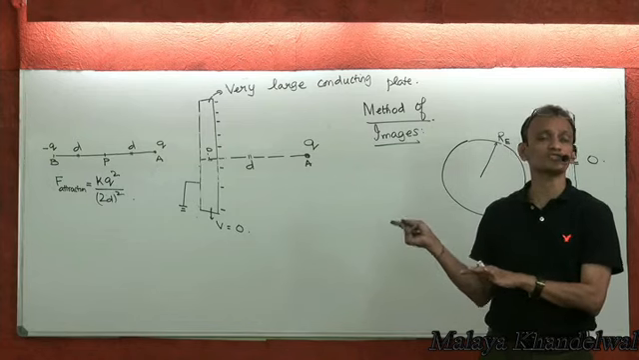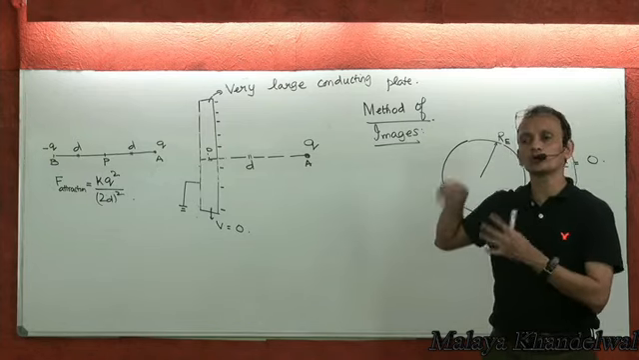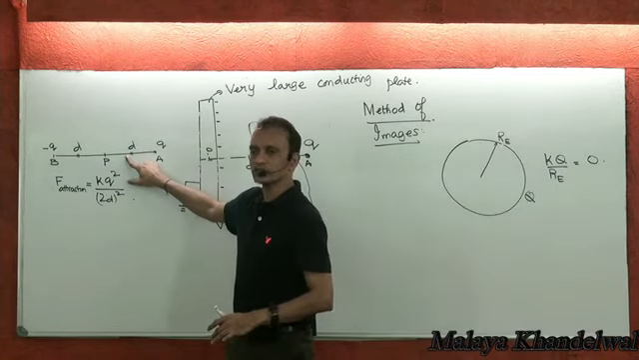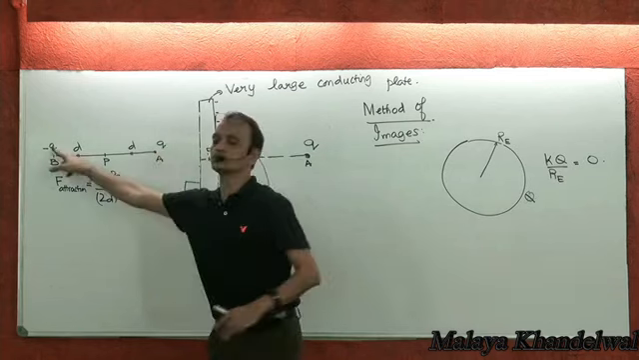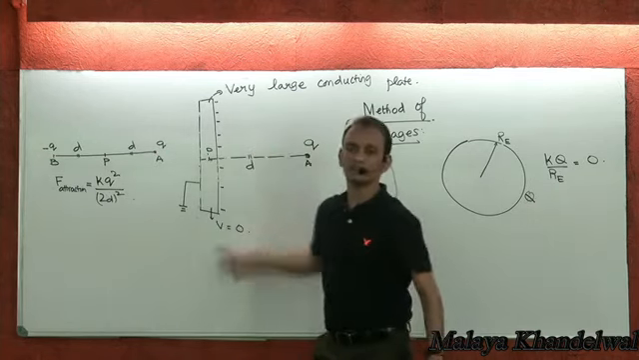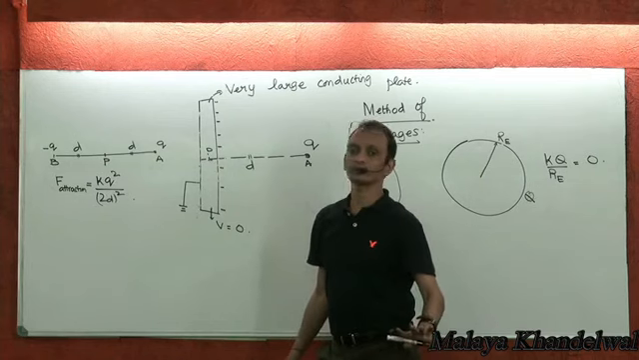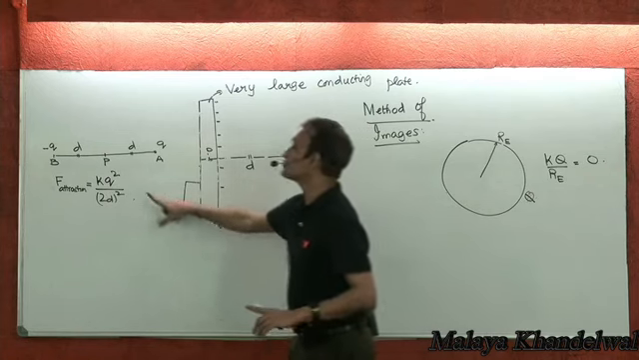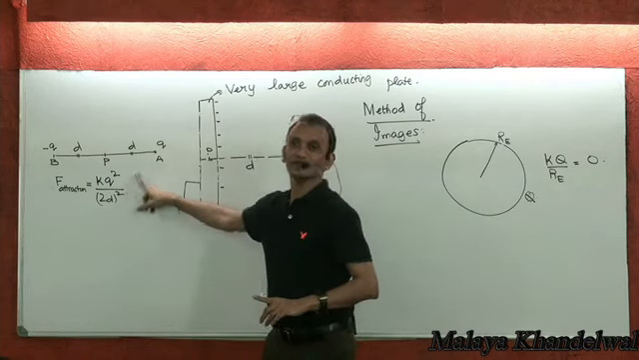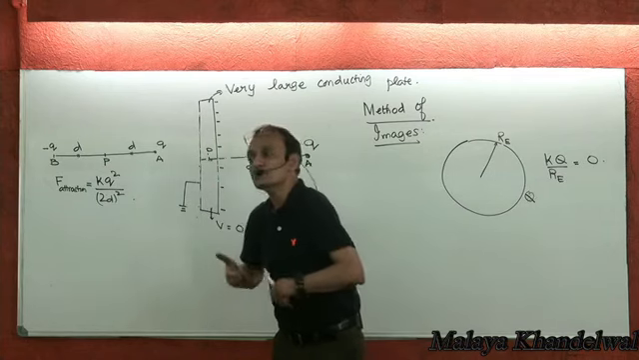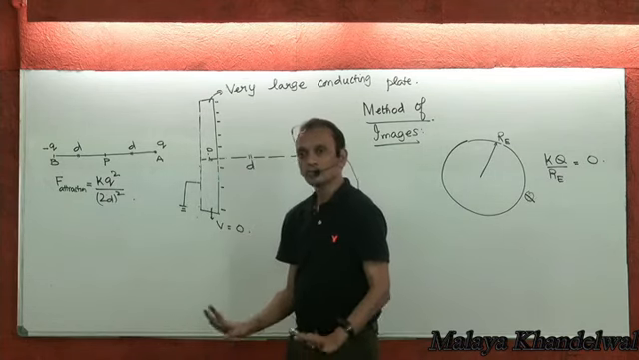If you have to find the force of attraction between q and the plate, what you do is create a mirror image of q about this plate, which is a charge minus q, and the force between this q and this minus q would be the force of attraction between q and the plate. If the plate was not grounded, then the force of attraction would be less than this, because there would also be repulsion from these positive charges. So force of attraction will reduce. Know this.